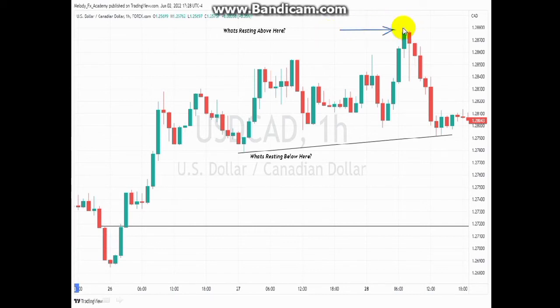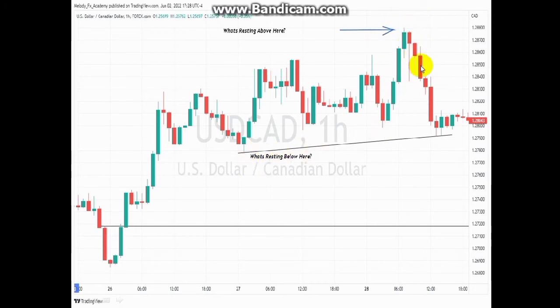Okay, obviously buy stops are resting above here, right? We have buy side liquidity resting above here, and what is resting below here? That was the question we asked the other time. Okay, we have sell stops resting below, your sell side liquidity. In other words, we have external range liquidity and internal range liquidity.